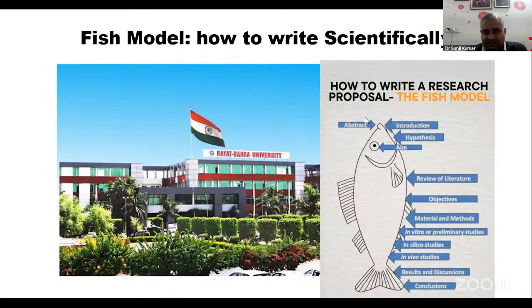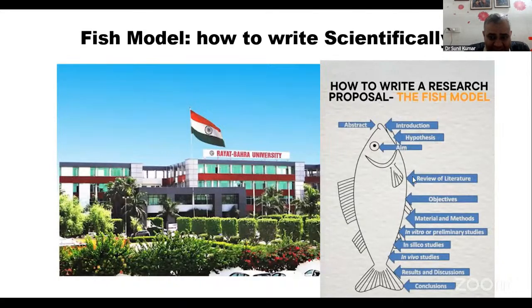So this is the fish model which I was talking about: how to write a research proposal, the fish model. See this fish, because the shape of this fish is depicting something. On the mouth, you see the abstract, introduction, hypothesis, aim. Now you have to understand this particular model in three parts. One part is the mouth part, the head part.